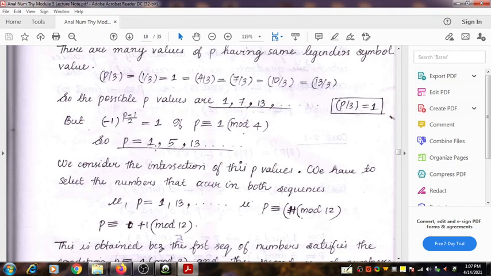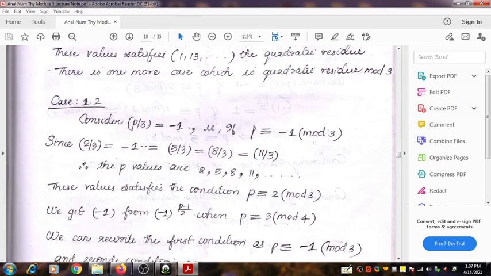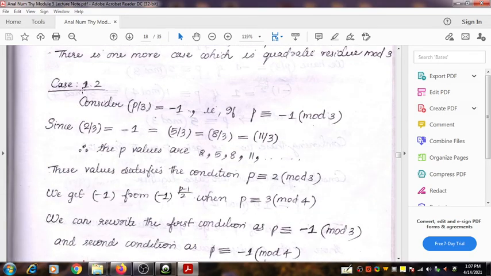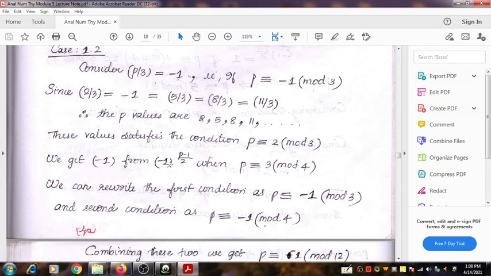Such prime numbers can be selected as suitable values for P. Now, in a similar way, we can consider here the case 1.2. Here we have the first situation, (P bar 3) equal to minus 1 only if P is congruent to minus 1 mod 3, and the second situation is minus 1 raised to (P minus 1) by 2.